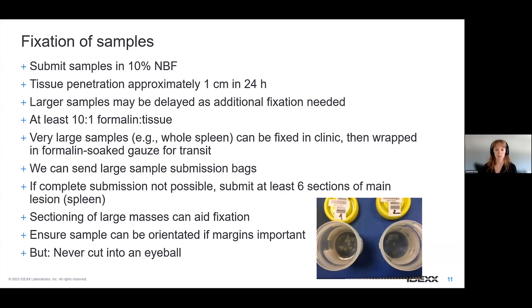And something to keep in mind, especially when you have large samples, is that the tissue penetration is approximately 1 centimeter in 24 hours. So it's really slow if you think about it. That means the larger samples that you submit to us may be delayed, so the report may be delayed because we might need to have additional fixation in the lab before we can process them. And it's advisable to have a ratio of at least 10:1 formalin to tissue, which means that if you have a small biopsy, that's really easy. It becomes a bit more complicated if you have a large sample.